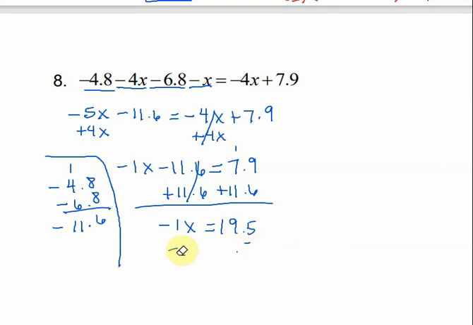And to get rid of that -1, I'm going to divide by -1. And a positive 19.5 divided by -1 would give me a -19.5. And that's how we solve multi-step equations.